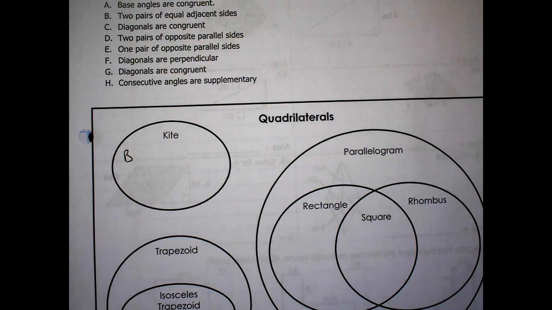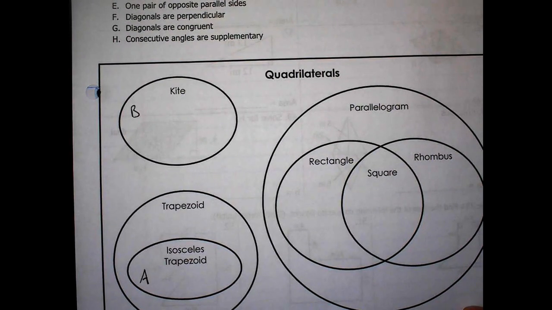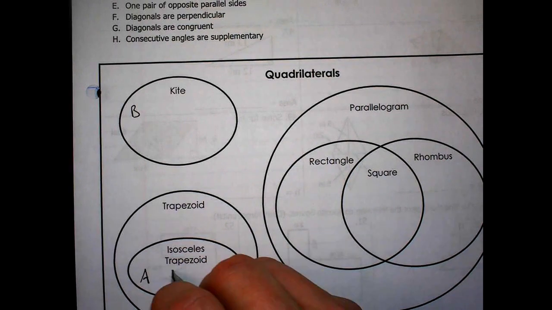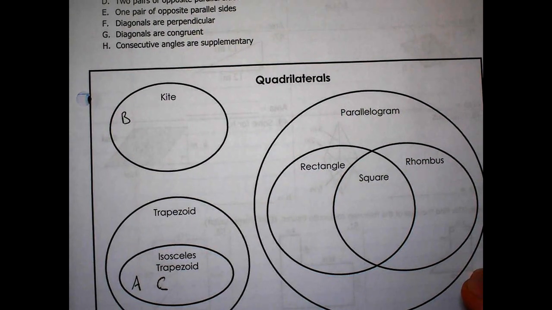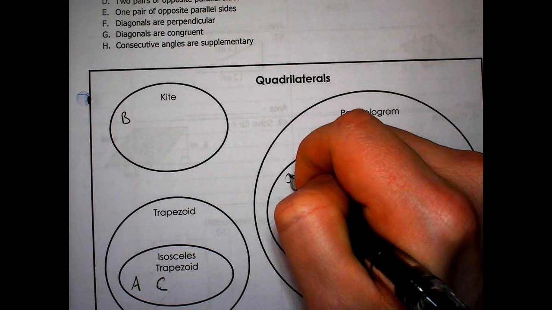C. Diagonals are congruent. There are actually two separate families where the diagonals are congruent. One is the isosceles trapezoid. The more common one we see where diagonals are congruent is the rectangle. Diagonals being congruent is a property of those.